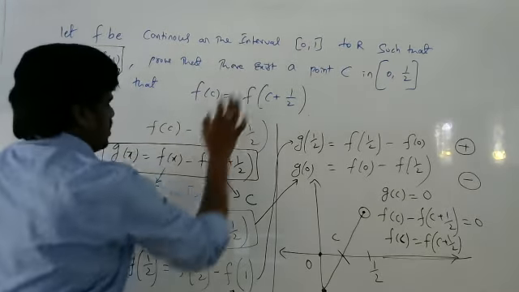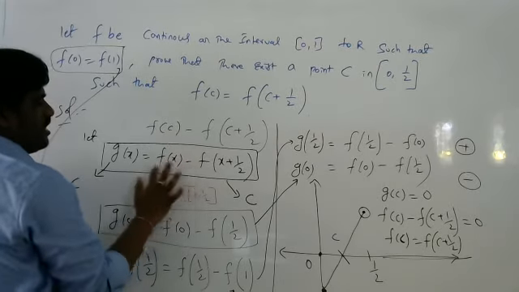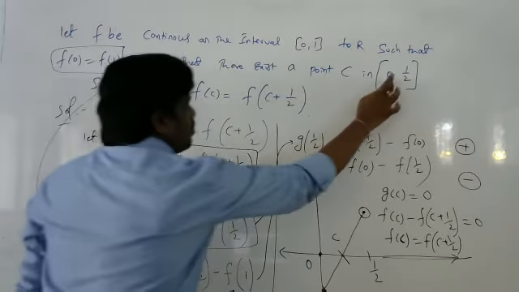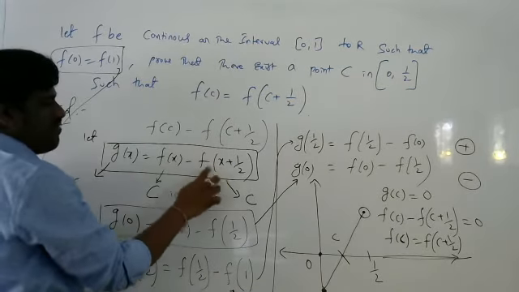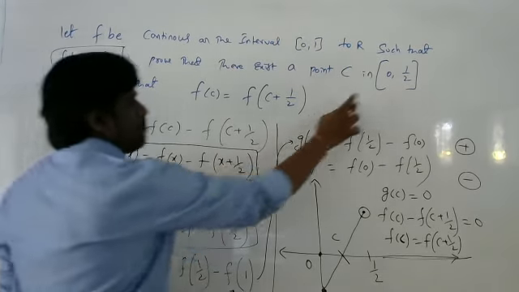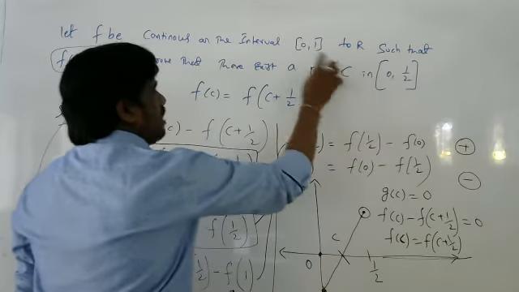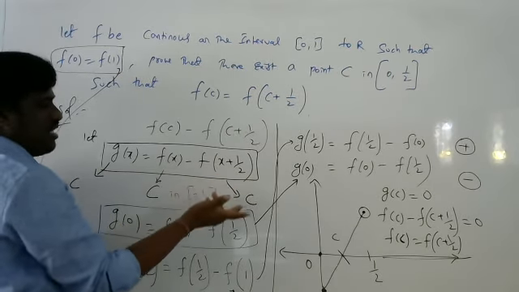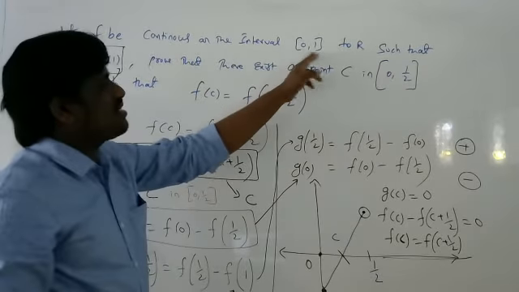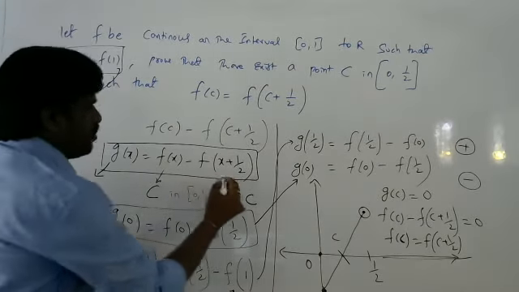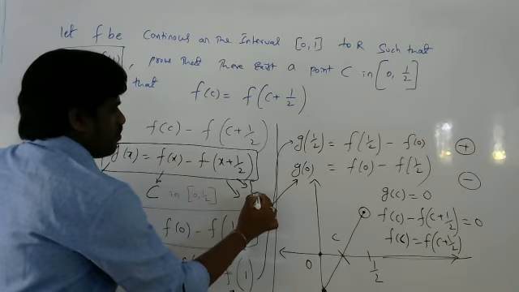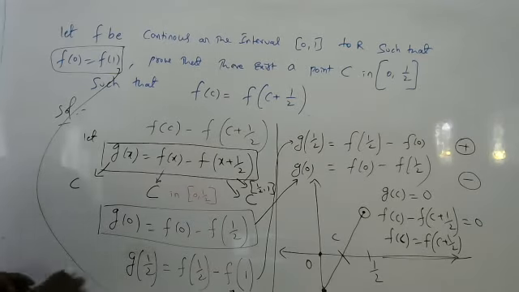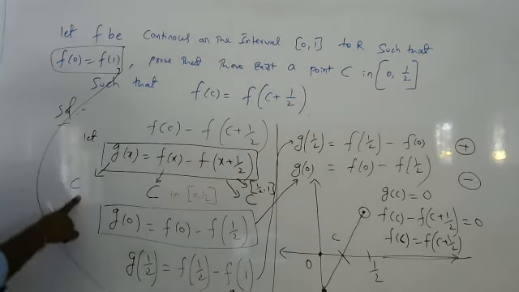Checking this, f is already given as continuous on 0 to 1, which means it is continuous on 0 to half also. Then f of x plus half is given. If I keep x in the interval 0 to half, I get half to 1 for the argument. Since f of x is continuous overall from 0 to 1, it is continuous on half to 1. So it is continuous, and then the subtraction is also continuous.